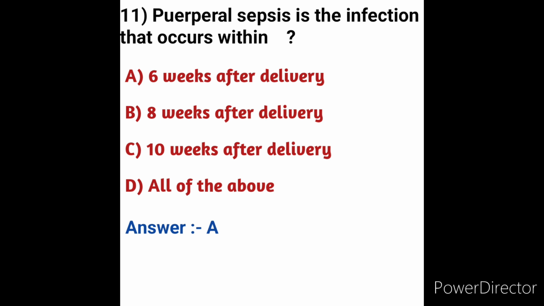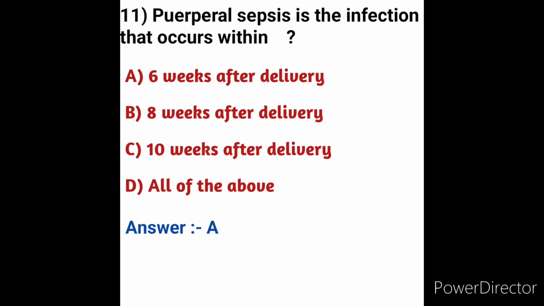Let's move on to question number 11. Puerperal sepsis is the infection that occurs within. We will see the options here. Option A, 6 weeks after delivery. Option B, 8 weeks after delivery. Option C, 10 weeks after delivery. And option D, all of the above.